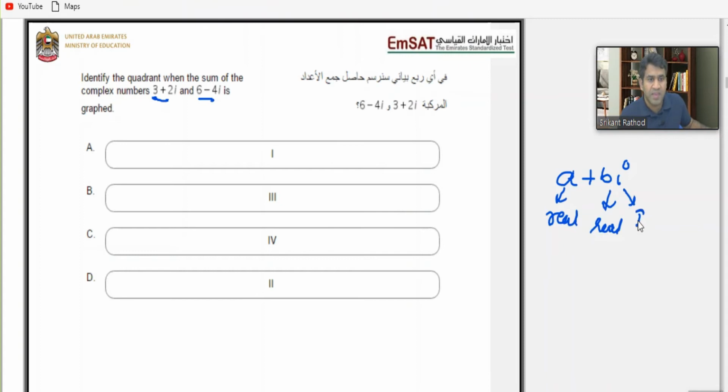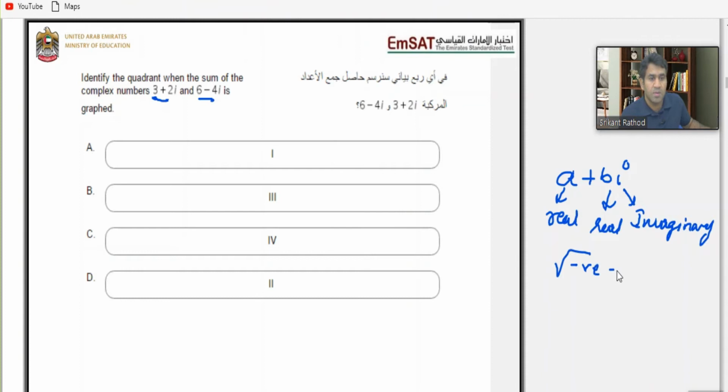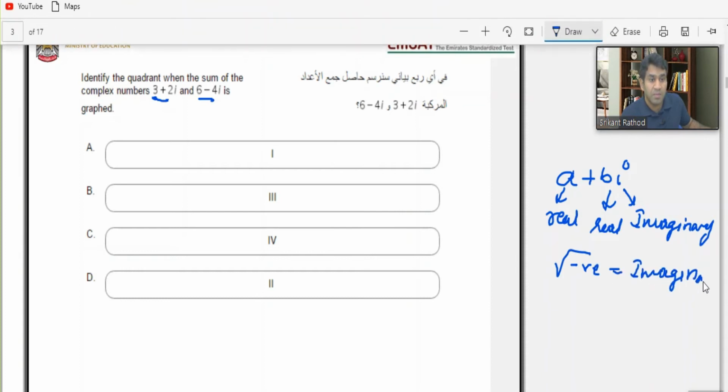But i is an imaginary number. So what do you mean by imaginary? The square root of a negative number is called an imaginary number. And the value of the imaginary term i, what is its value? The value of i is going to be the square root of -1. So this is how we need to know the basics of complex numbers.